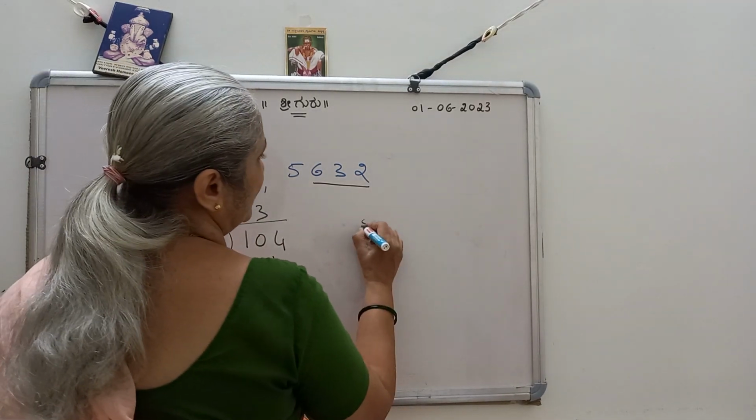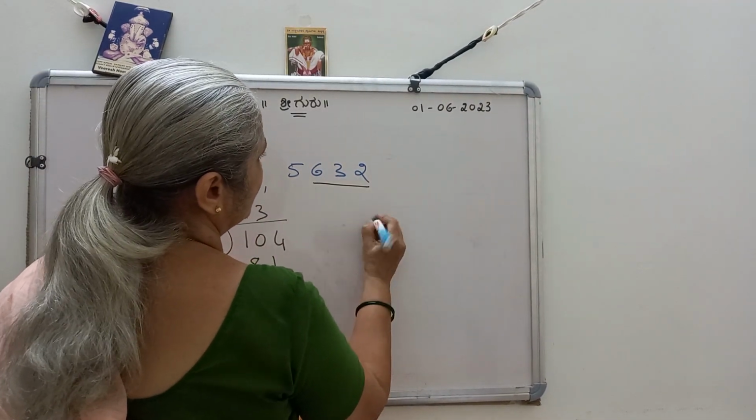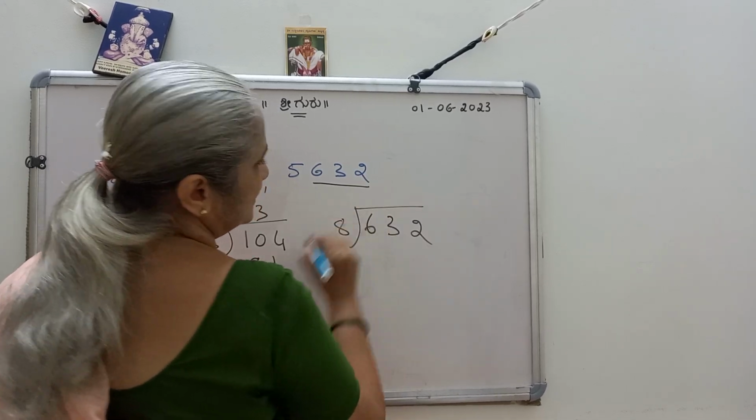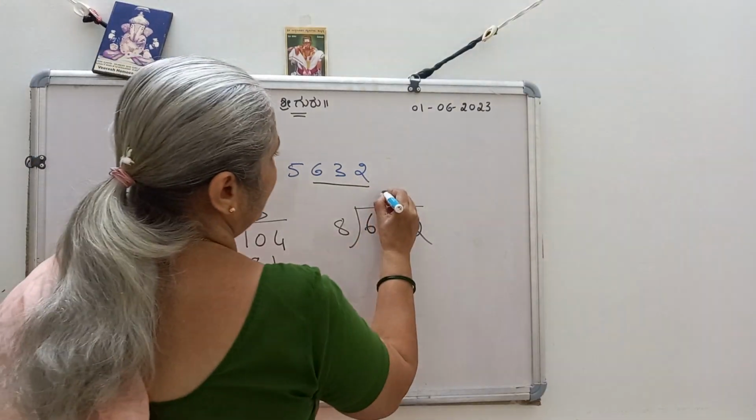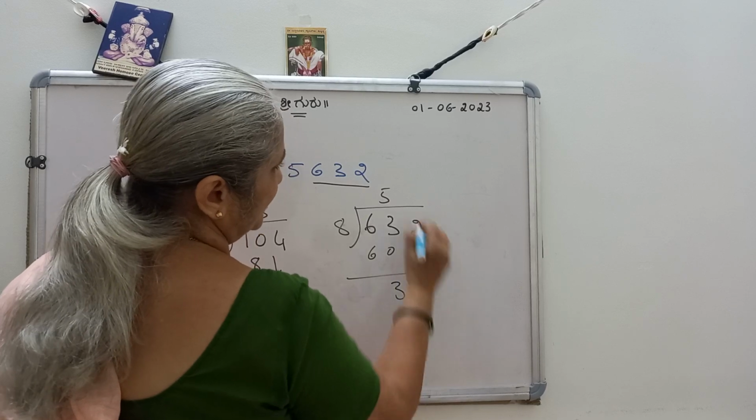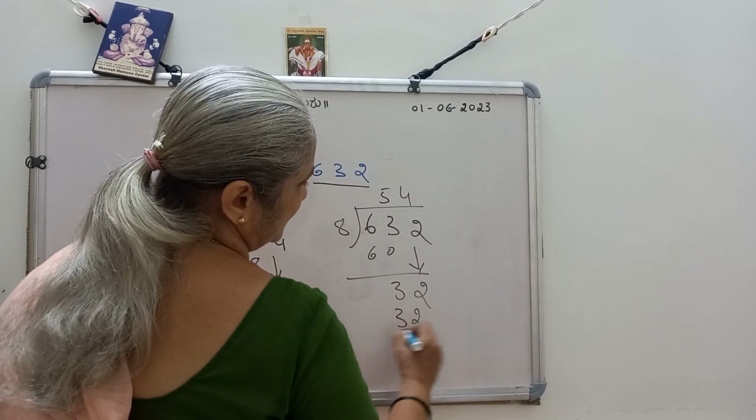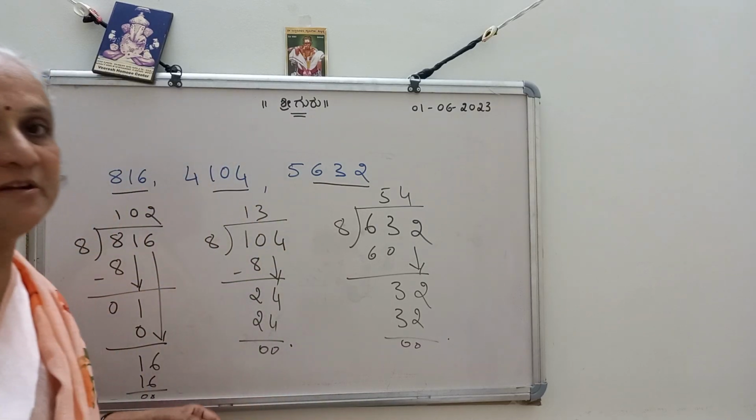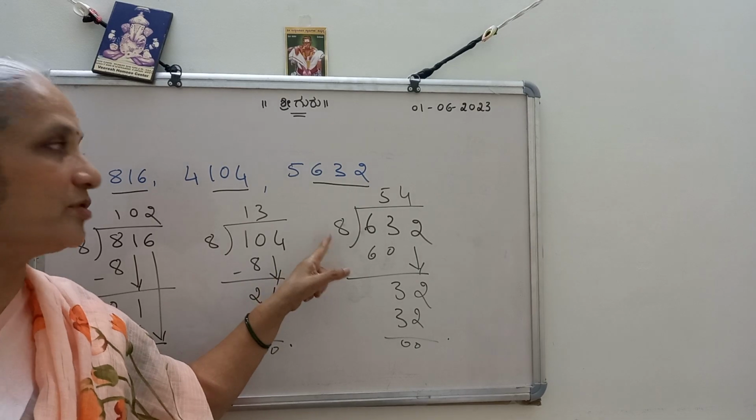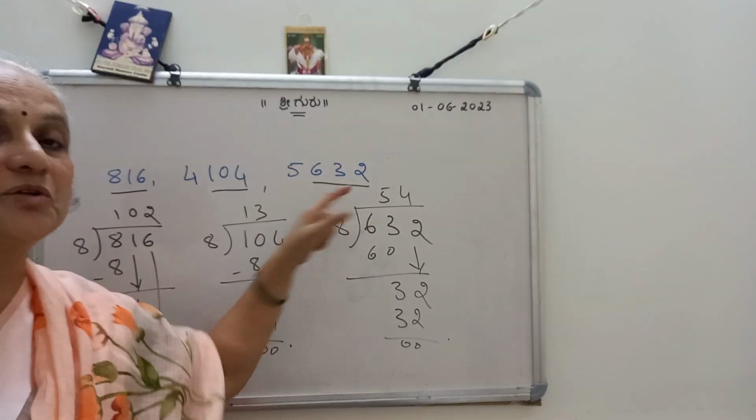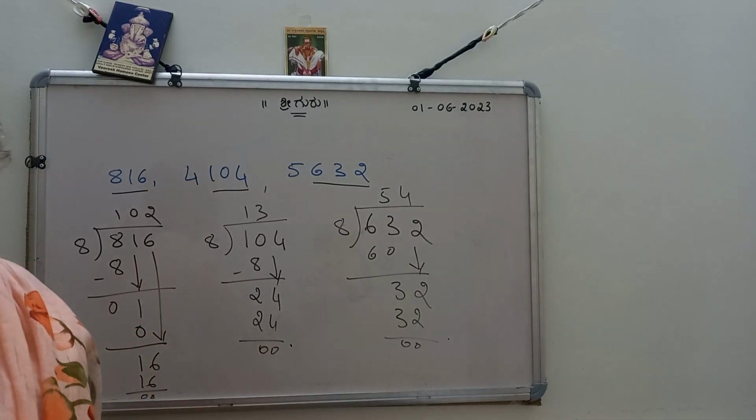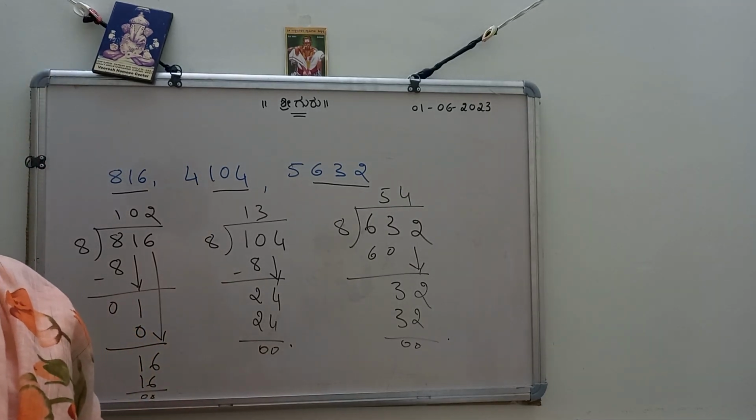And consider the number 632. We'll check whether it is divisible by 8 or not. 8 7s are 56. 3 is remaining. Bring down 2. 8 4s are 32. So, we observed here that 632 is divisible by 8. Therefore, the number 5632 is divisible by 8. This is the check or the test of divisibility for 8.